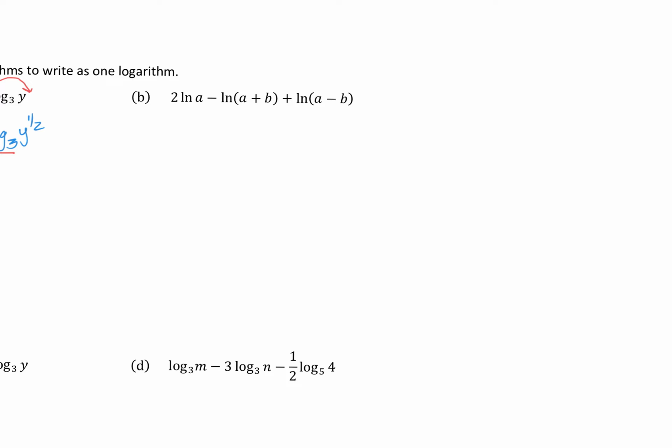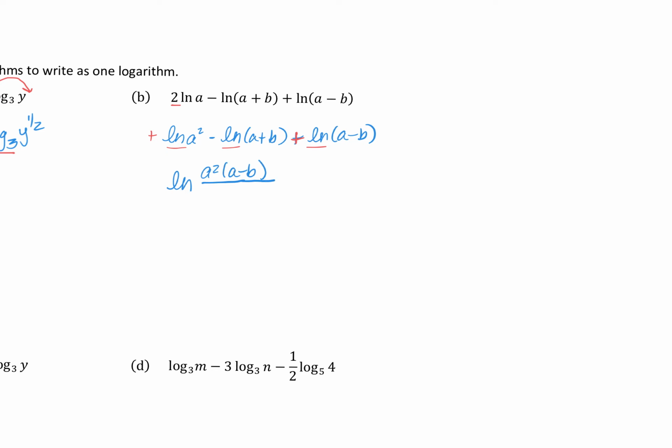Let's do this again with part B. So notice we have the 2 in front of the natural log of a, and I think that's it. So I'm going to bring that 2 up and rewrite this as natural log of a squared minus natural log of a plus b plus natural log of a minus b. Same base, natural log, natural log, natural log. I can bring it all into one natural log where the pluses go on top. So I have, this is a plus, the a squared, and this is a plus, the a minus b. So it's going to be a squared parenthesis a minus b.